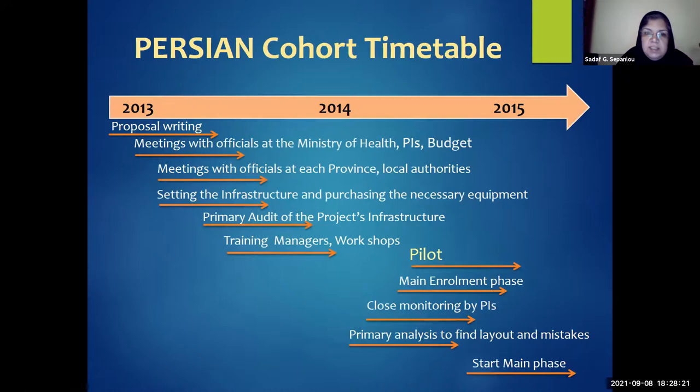Okay, this is the timetable. As you see, the proposal writing started in 2013. Meetings with officials at the Ministry of Health and at province and local levels were arranged to convince the officials for launching the studies. The infrastructure was set, necessary equipment were purchased. Primary audit of the project infrastructure was done, and managers were trained. In the pilot study, close monitoring was done by principal investigators, and primary analysis was done to find the mistakes. And at the end, in 2014, the main phase started.